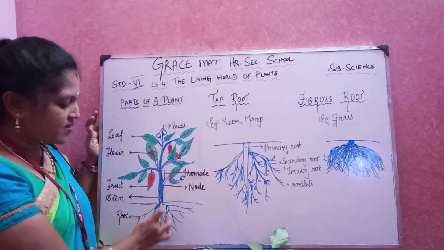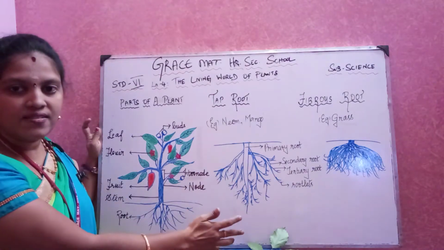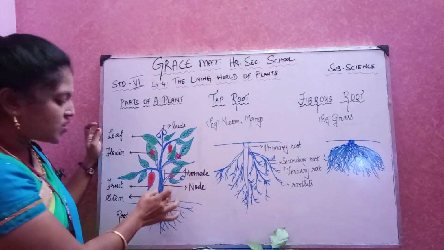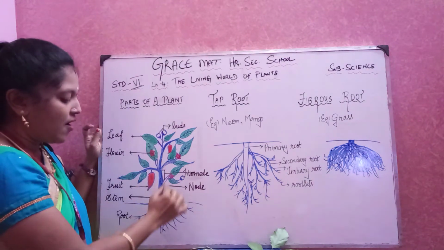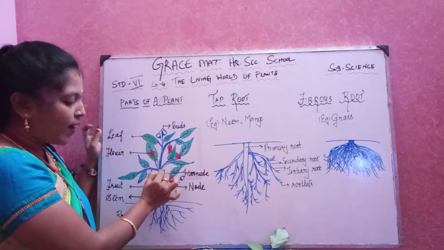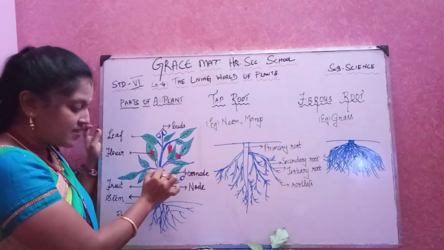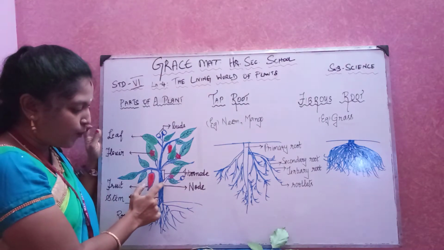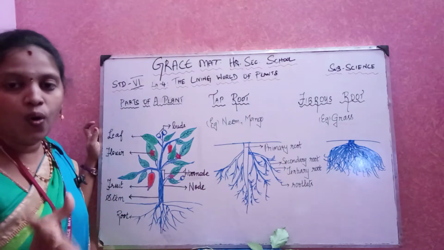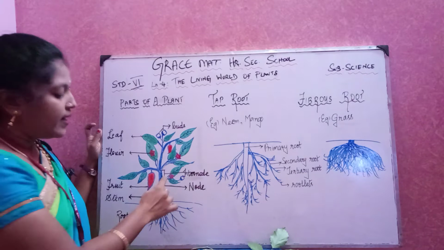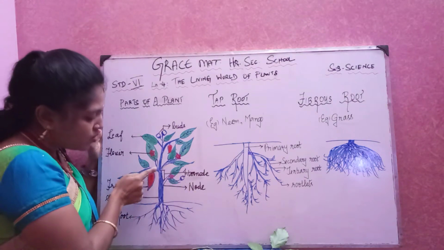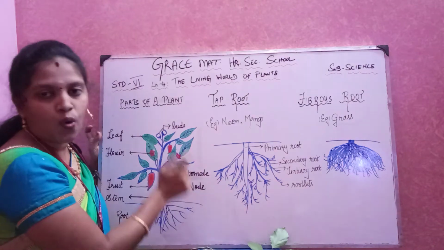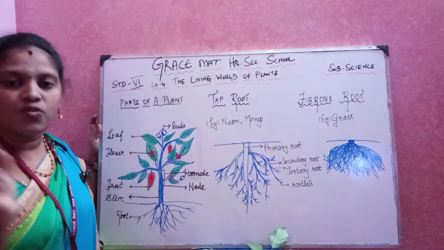Root system is of two main types. One is the taproot system, another one is the fibrous root system. Next we move on to the stem part. The point of the stem from which the leaf arises is called the node. What is it called? Node. Next, the distance between two nodes is called the internode. What is it called? Internode.